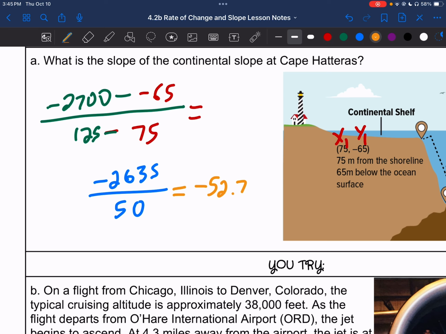And when we do that division, we're going to get negative 52.7 meters per meter. And this one's just a little weird that both of our units are being measured by the same measuring system. So it's a little kind of wonky, but it's meters deep over meters away from the shore. So for every meter you leave from the shore past the end of the continental shelf, you're going to drop 52.7 meters below the surface.